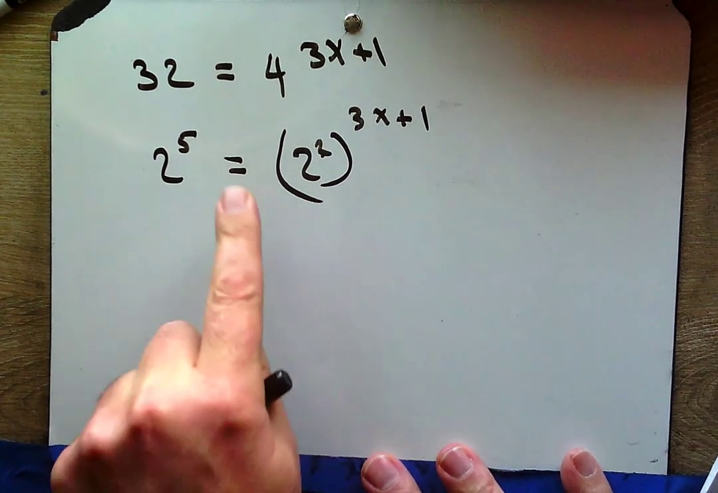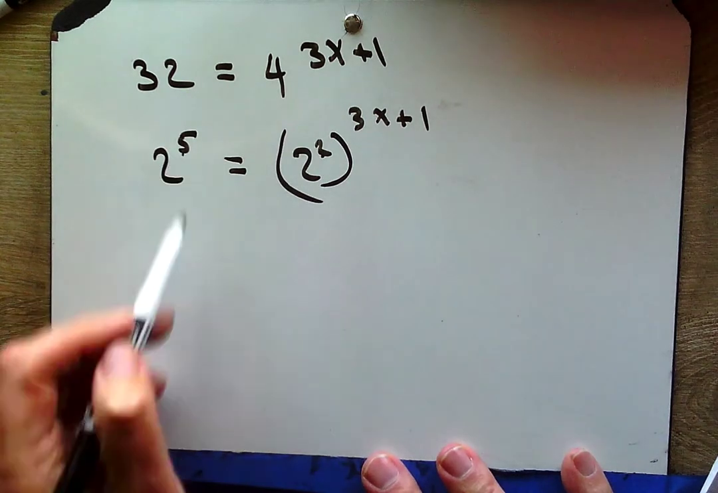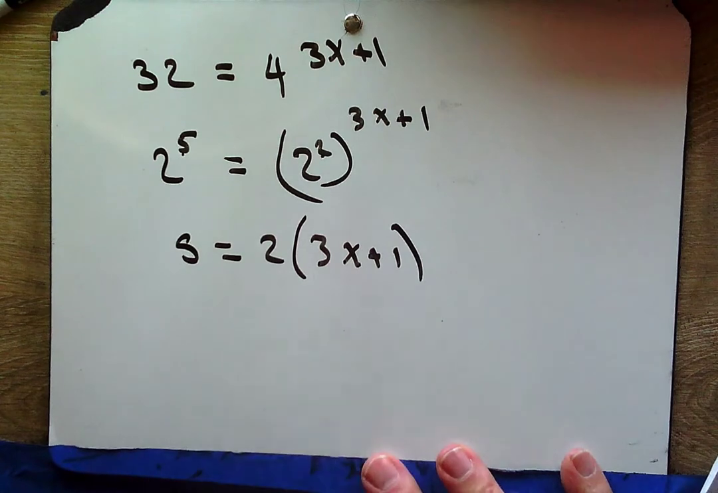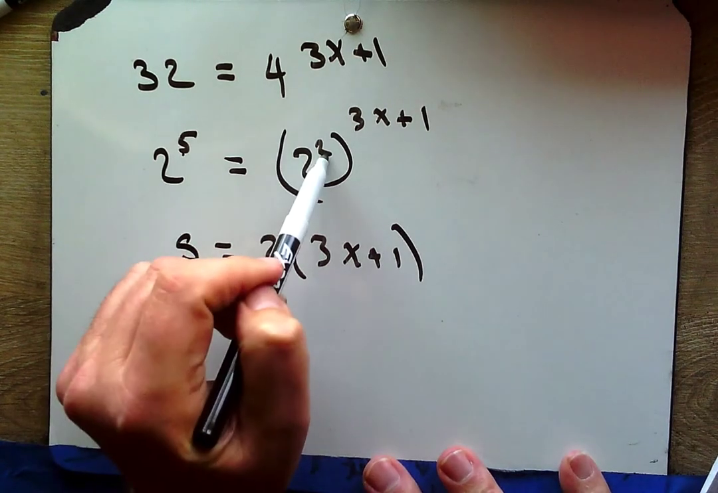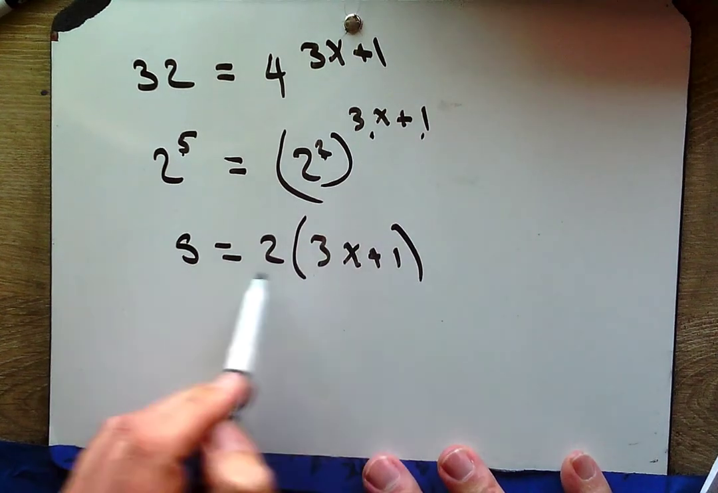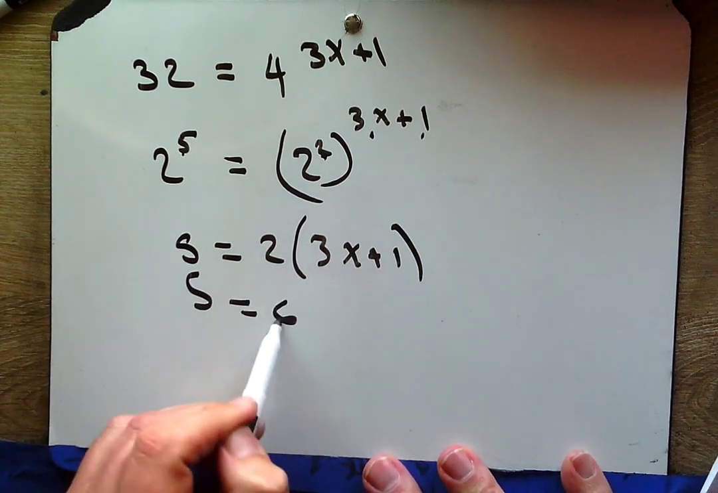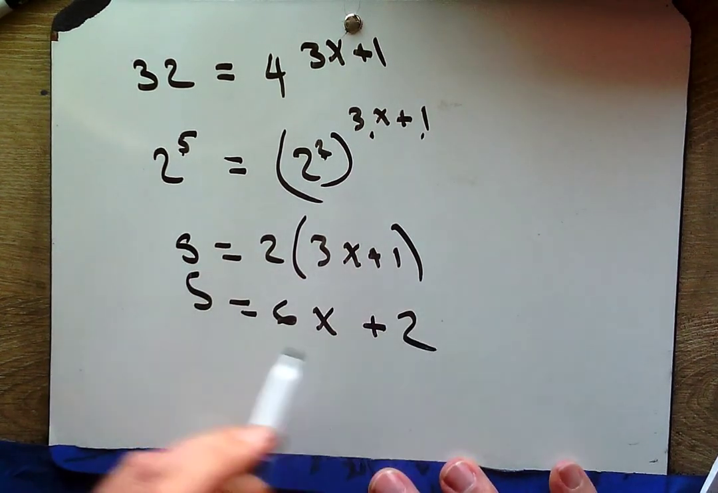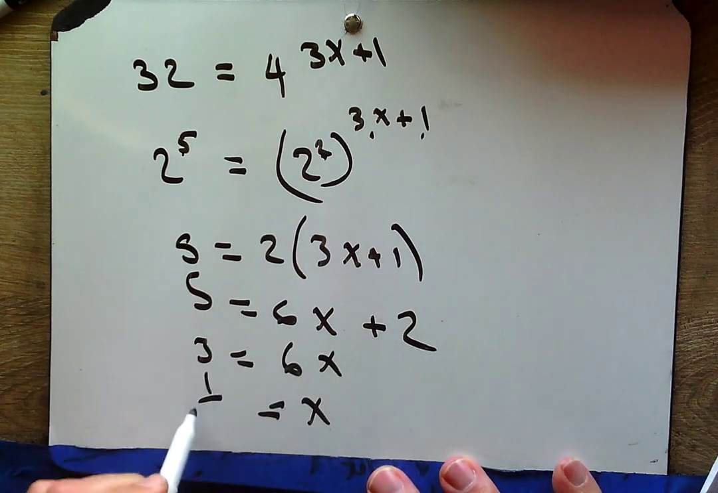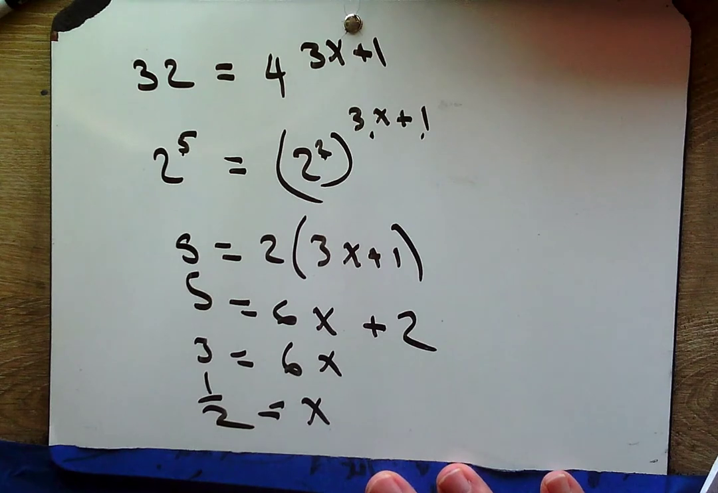Since we have the same base and the terms are equal, the exponents must also be equal. This 2 has to get applied to that, not just that. This is distributing. 5 equals 6x plus 2. 3 equals 6x. x equals 1/2. Okie doke.